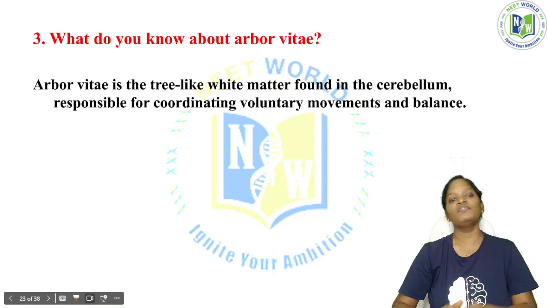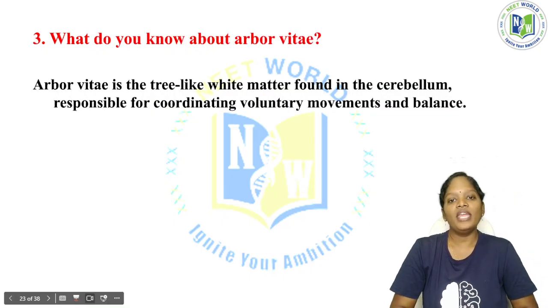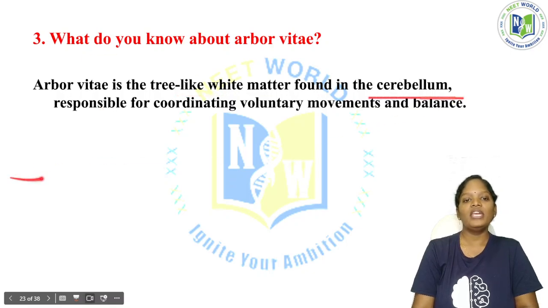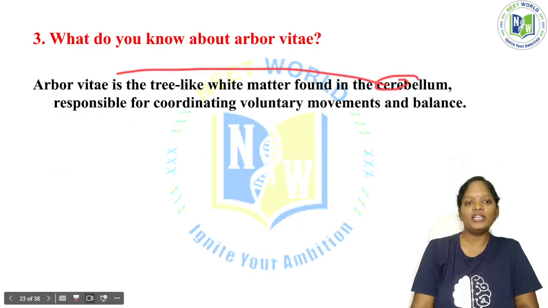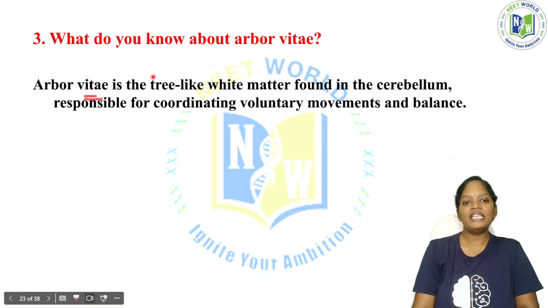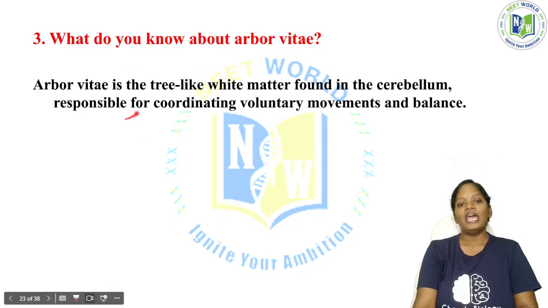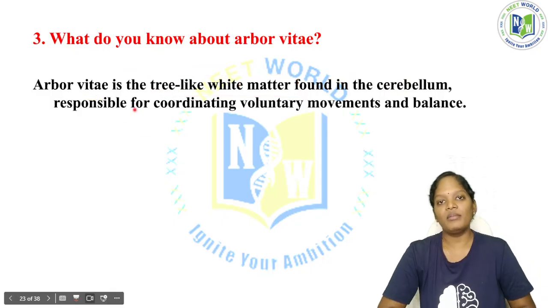The third question is: what do you know about the arbor vitae? Arbor vitae is the tree-like white matter found in the cerebellum. The cerebrum is the big brain, and the cerebellum is considered a smaller portion of the brain. In the cerebellum there is an important structure called the arbor vitae, which is the tree-like white matter.